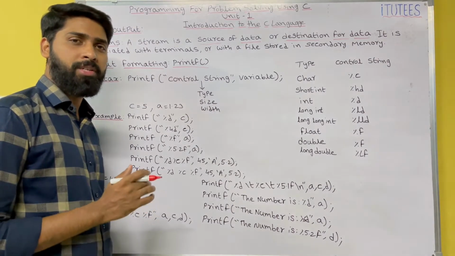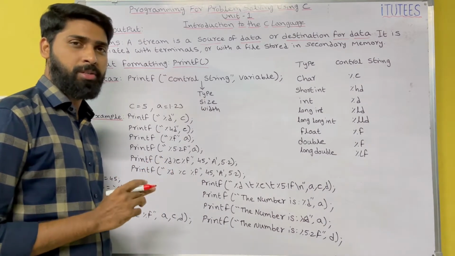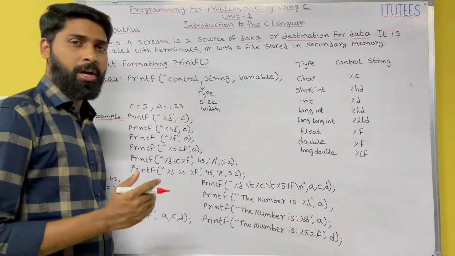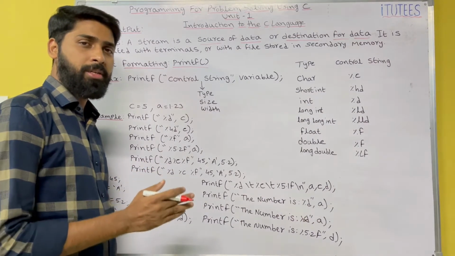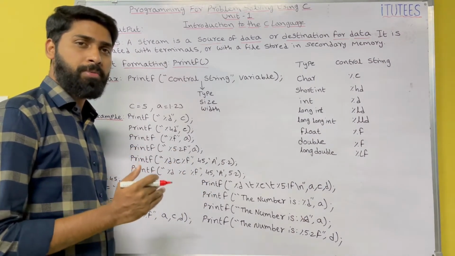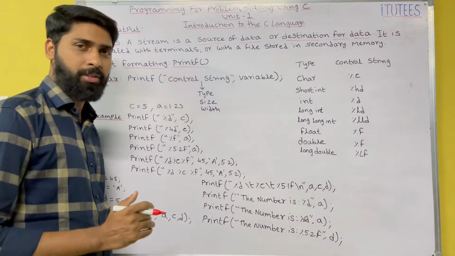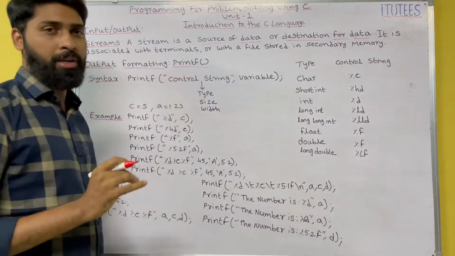In previous class we discussed about streams. We have two types of streams: one is input stream, another one is output stream. The input stream is handled by scanf function. The output stream is handled by printf function. Now we are going to see output formatting of printf function.